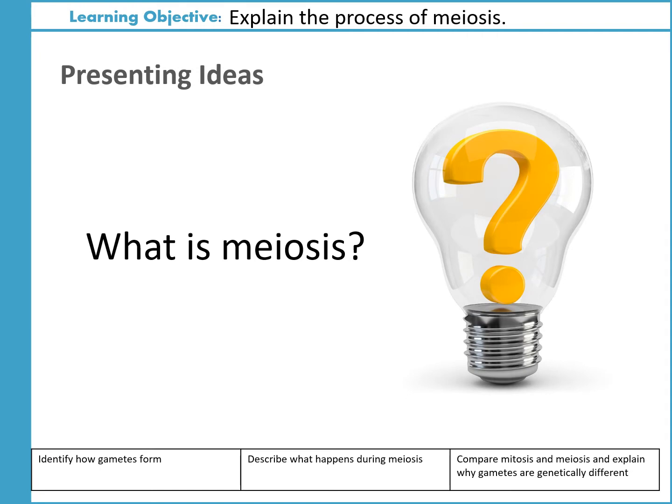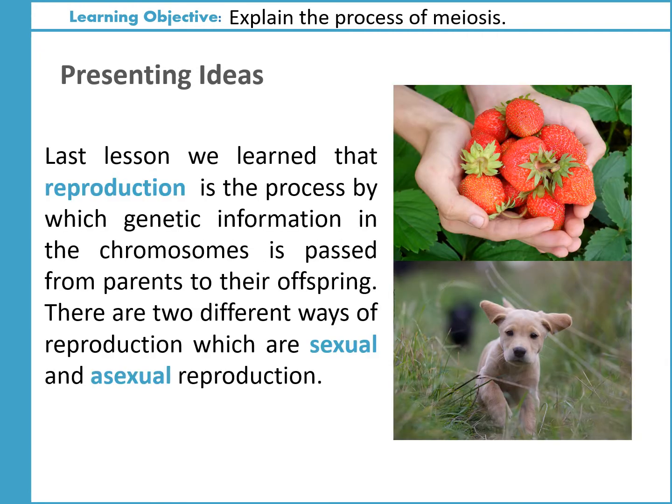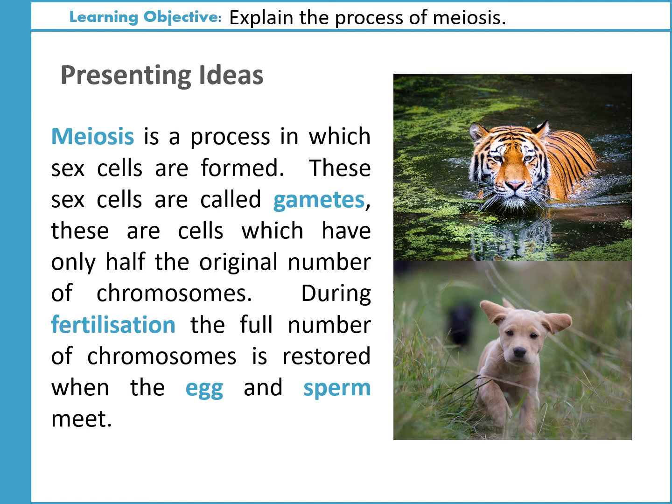So let's move on now to consider meiosis. Mitosis is involved in asexual reproduction, whereas meiosis is involved in sexual reproduction. In sexual reproduction, there is always the formation of gametes, and these gametes have only half the original number of chromosomes.